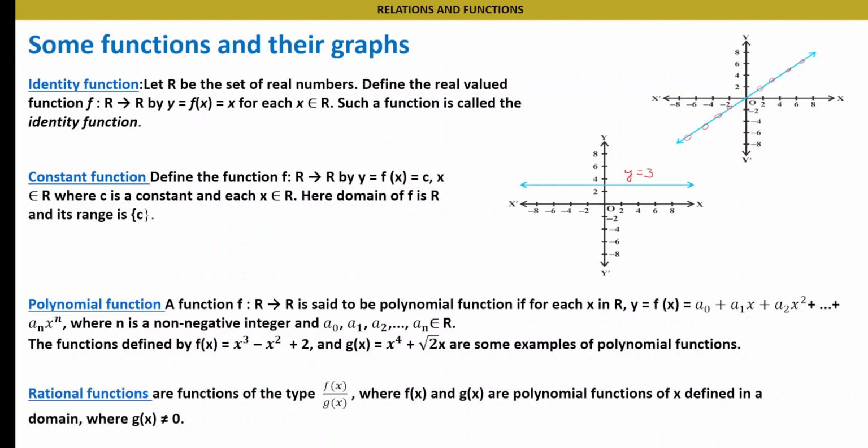Rational functions are functions of the type f(x)/g(x), where f(x) and g(x) are polynomial functions and x is defined in a domain where g(x) is not equal to 0. This rational function is like a rational number, which we define as p divided by q such that p, q belong to the integers but q is not equal to 0. Same here, instead of p we replace it with the function f(x), instead of q we replace it with g(x), and we should ensure the denominator g(x) is not equal to 0. This is a rational function.